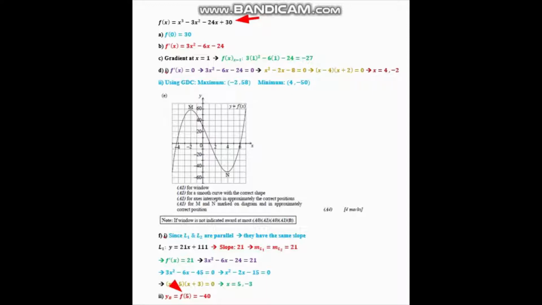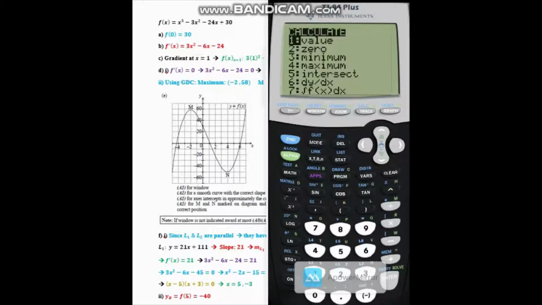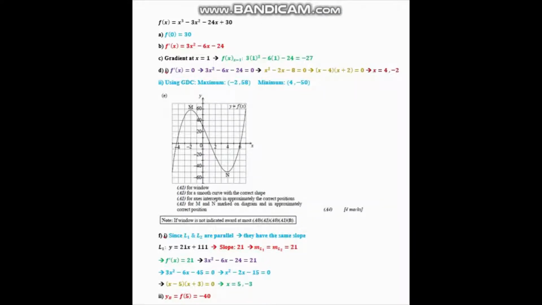So let's take a look. Second trace value, and I enter 5, and the calculator tells me that the y value is -40. So this is my answer. Take a minute to check the answer out if you will. I hope you have found this useful.